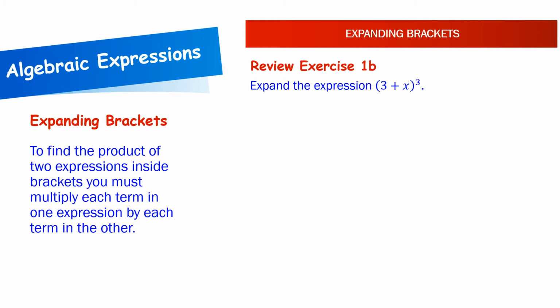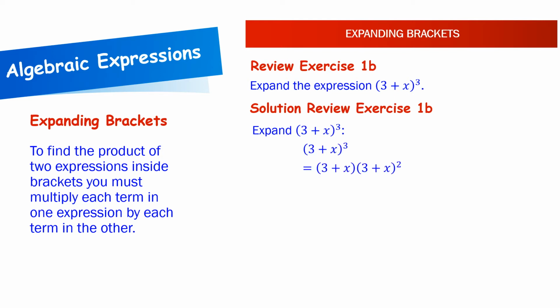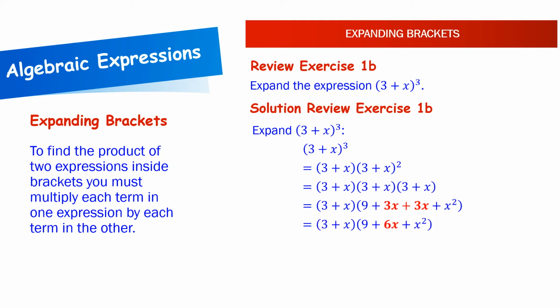Now let's have a go at review exercise 1b. Expand the expression 3 plus x all cubed. Again, we adopt a very similar approach. So we're going to expand 3 plus x times 3 plus x at the end first, to give us 3 times 3, which is 9, 3 times x, 3 times x, and x squared. And tidying up gives us 3x plus 3x is 6x.